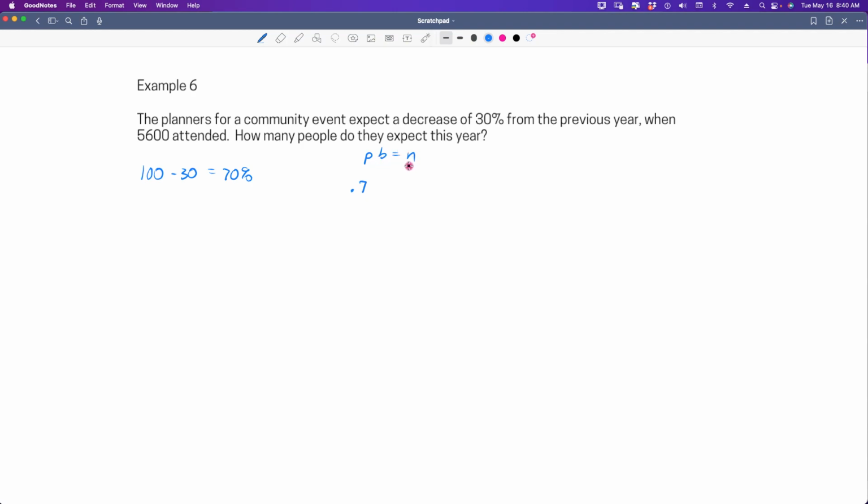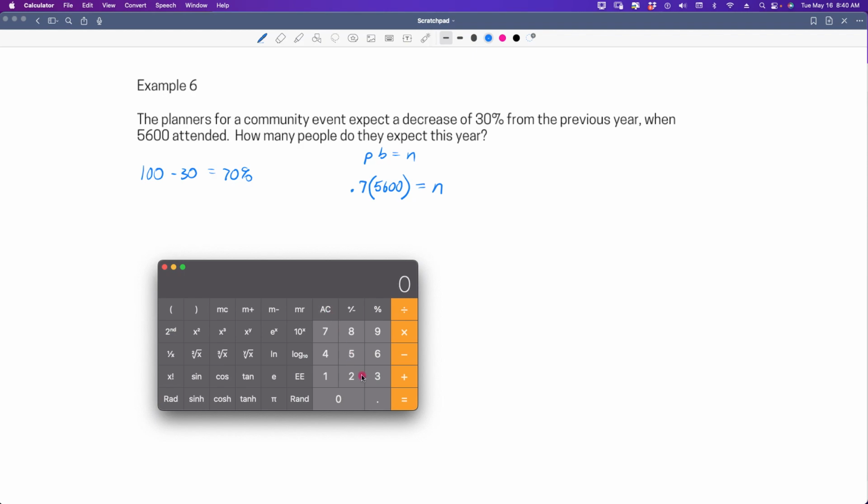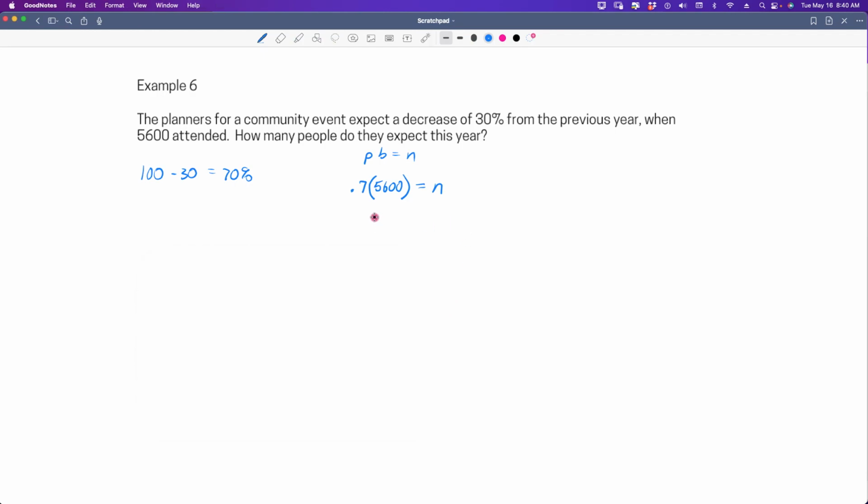So it matters what you are given as to which formula you use. We're going to multiply this times the base of 5,600 people, which is how many were there last year. We're going to get 70% of 5,600, and that is going to tell us the number that they expect to attend this year. So all we do is open our calculator and say 0.7 times 5,600 is equal to 3,920. So they expect 3,920 people to attend this year.